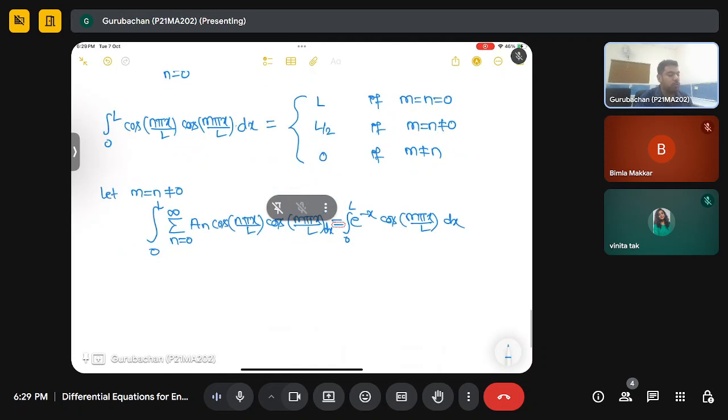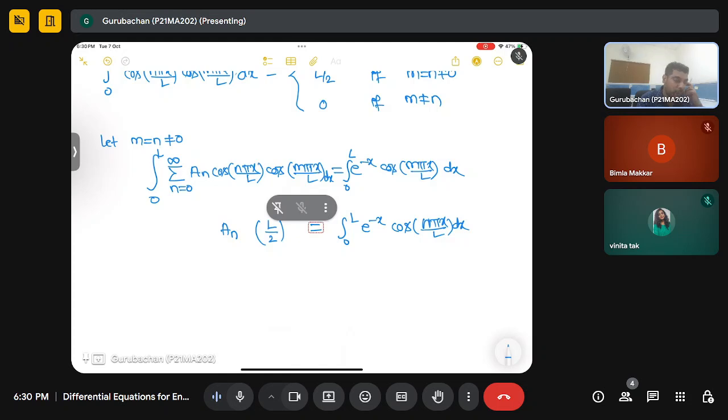So this integral only makes sense if m is equal to n, and I am assuming m is equal to n but not equal to 0. That means the other a_n terms and a_0 will definitely go to 0, and the rest of the integral will give you l by 2 times a_n. From here you have to calculate the integral from 0 to l of e to the power minus x cos m pi x by l, which we need to calculate explicitly. Since m equals n, here I can write cos n pi x by l.